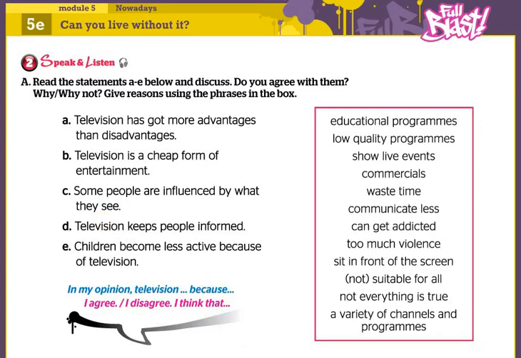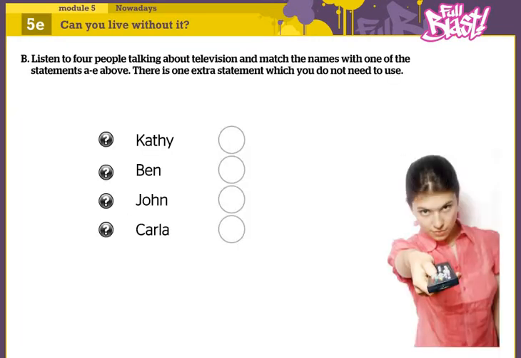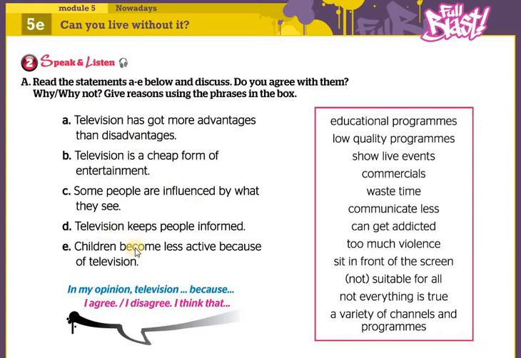And let's move to the second task, right? Now we're going to have a kind of listening audio. You are going to listen to four people talking about television and match the names with one of the statements from A to E above, right? For example, we have Kathy, Ben, John, and Carla. You are going to match them with the statements that we have here, which one is going to be A, B, C, D, and E, right?